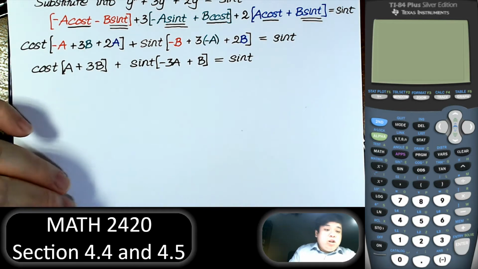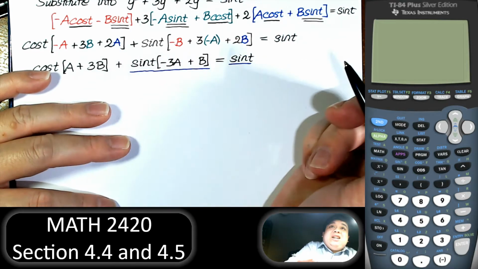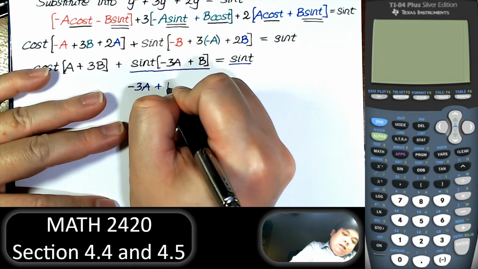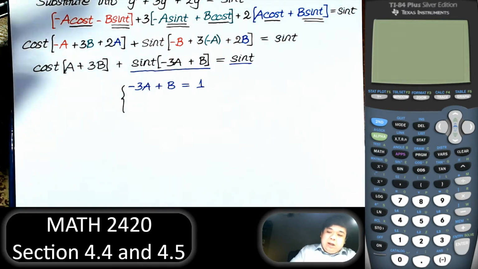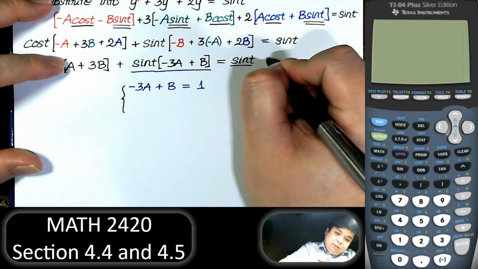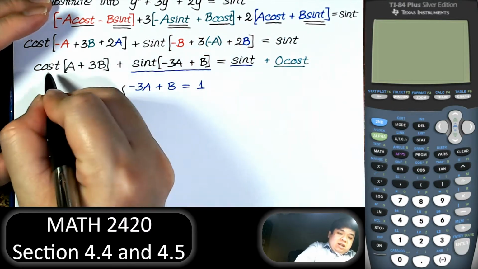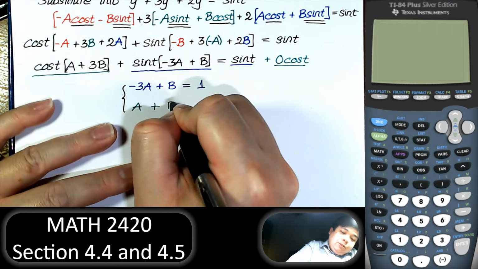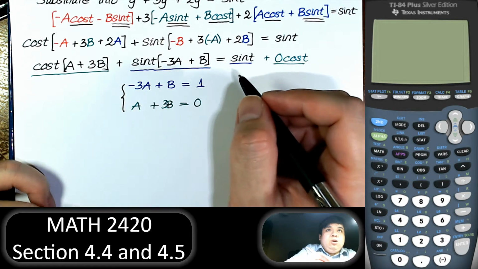Right, so now we will just match the coefficient. Sine t, we match with sine t. The coefficient for sine t is 1, therefore negative 3a plus b has to be equal to 1. And then there's no cosine, and we match that with cosine here. So in that case, a plus 3b has to be equal to 0 because there's no cosine. Right? And we solve for this.